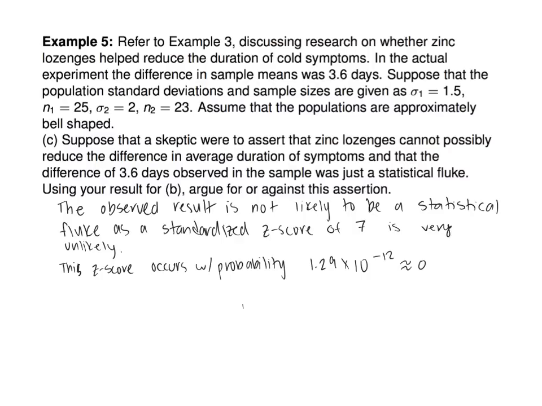Remember that this is 1.29 with the decimal moved backwards 12 spots. So there's 11 zeros in front of that: 1, 2, 3, 4, 5, 6, 7, 8, 9, 10, 11. So this is what 1.29 times 10 to the negative 12 is. That's effectively 0. So a difference of 3.6 days is very unlikely if your true mean is 0, which means the true mean being 0 probably is wrong.